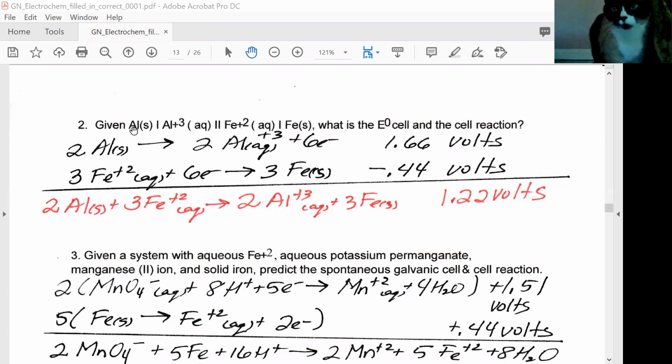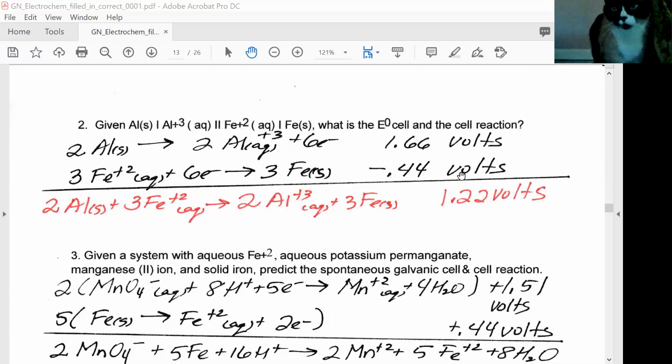So we would just take our shorthand notation and write it out. So this would be 2 aluminum solid goes to 2 aluminum plus 3 plus 6 electrons, and you have to look up the volts in your table in your book. So 1.66 volts. Then we have 3 iron plus 2 plus 6 electrons, go to 3 iron solid, and it'd be a minus 4.44 volts.